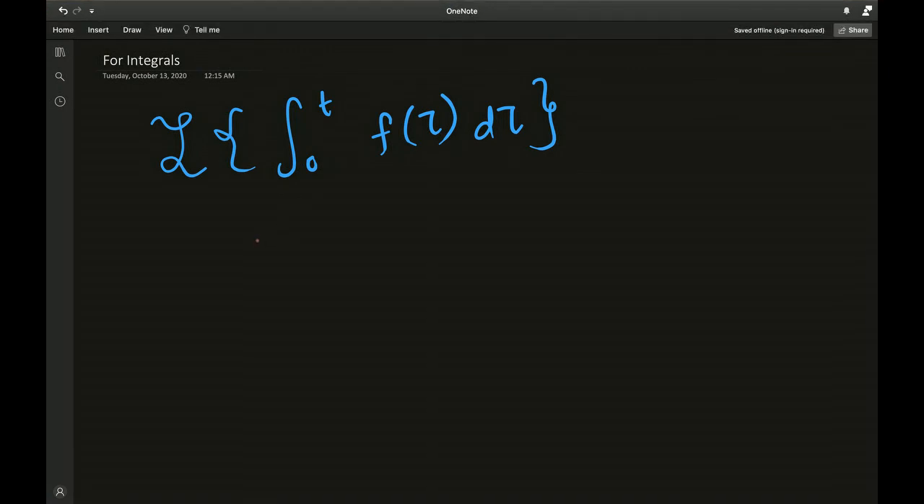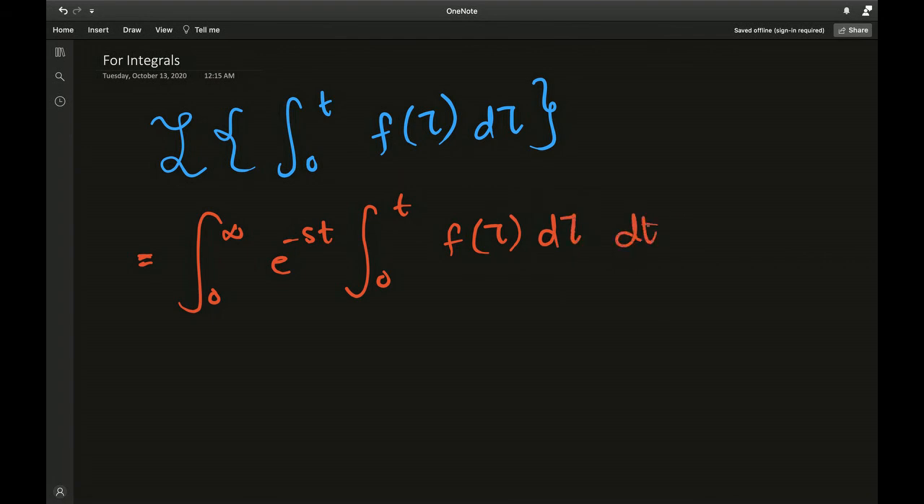Now, just to conclude this discussion of Laplace transforms, in the first video I had Laplace transform of derivatives. In the second video, which is this video, let's do a Laplace transform of an integral. So we have Laplace transform of the integral from 0 to t, and since we already used t, let's have a dummy variable tau, f of tau d tau. So just use the definition of Laplace transform: e to the negative st, integral from 0 to t, f of tau d tau, dt.